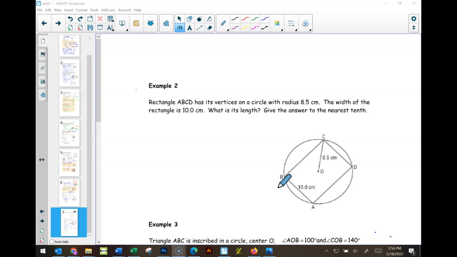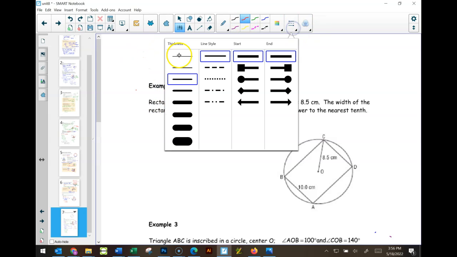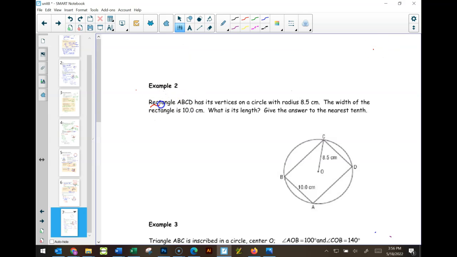Let's look at example number 2 here. We say we've got rectangle ABCD. That's actually important right off the bat, that they gave us the word rectangle, because that tells us something about ABCD right away that's going to be super helpful. And that is that if it's a rectangle, all rectangles have 90-degree angles, right? So let's just note that right away.